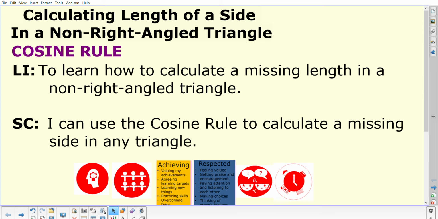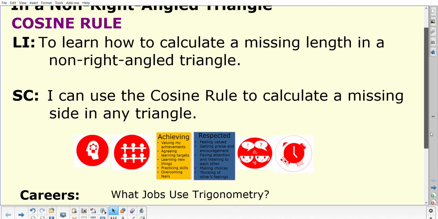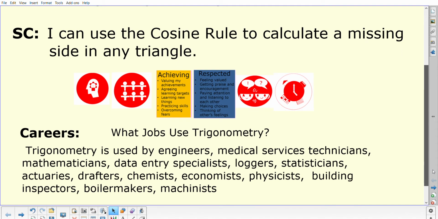So continuing to look at how we can calculate lengths of sides in non-right angled triangles, today we're going to use something called the cosine rule to do this. Your learning intention today is to learn how to calculate a missing length in a non-right angled triangle, and your success criteria is that you can use the cosine rule to do that.